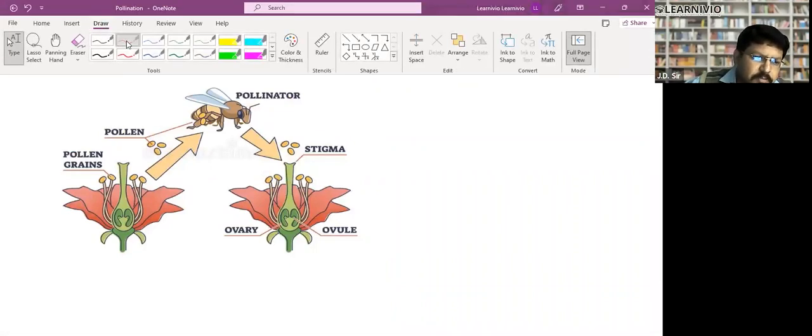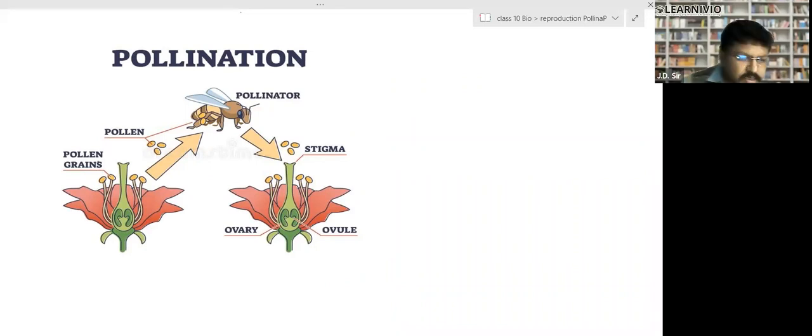So transfer of pollen is very simple. These are the pollen grains. Pollen grains are found in this part. I have already told you that this swollen part where the pollen grains are found is called anther. So inside the anther.